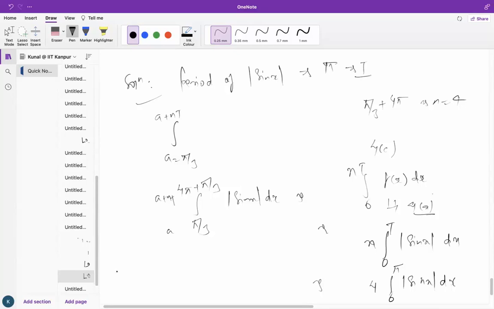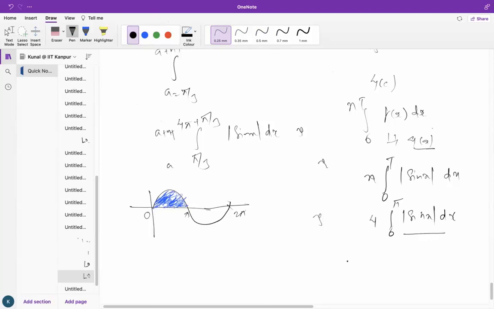Let's draw the graph of sin x here. The sin x graph looks like this. This is 0, this is pi, this is 2 pi. Look here: sin x is positive in 0 to pi. So the mod opens with the positive sign, and we get 4 times the integral from 0 to pi of sin x dx.